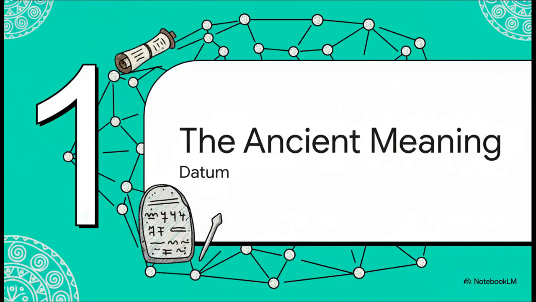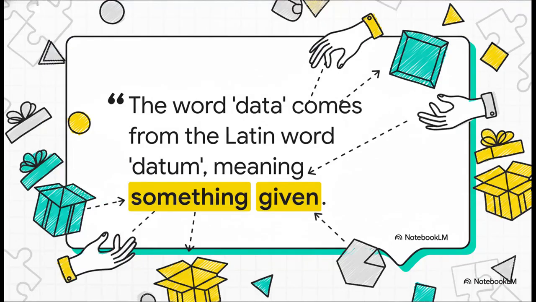But to really get what data is, we have to go back. I mean, way back. Back to its ancient roots, where the word meant something totally different, and frankly, a whole lot more interesting. So, here it is, the big clue. The word data is actually the plural of a Latin word, datum. And datum means something given. It comes from the verb dare, which means to give. This one idea is the key to the whole thing.